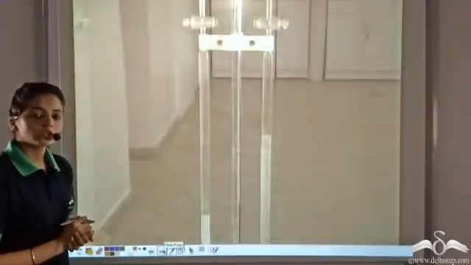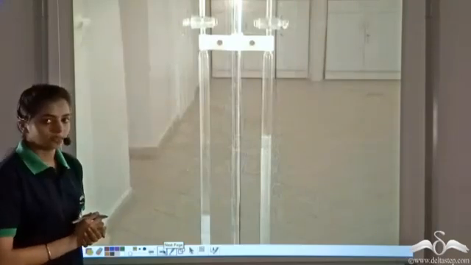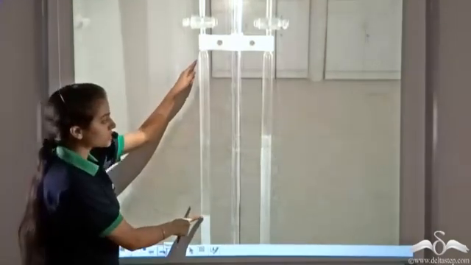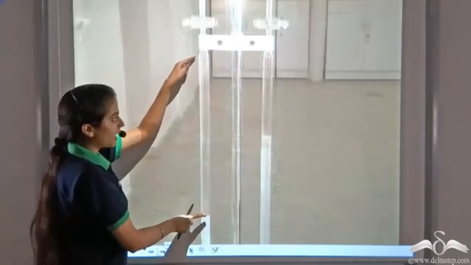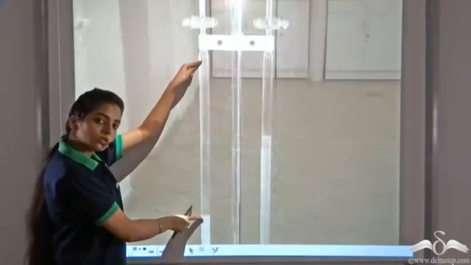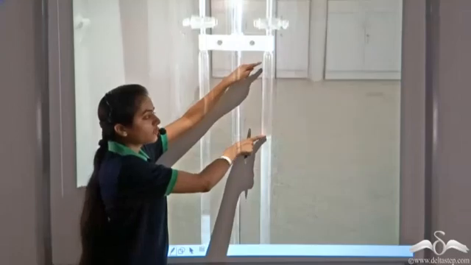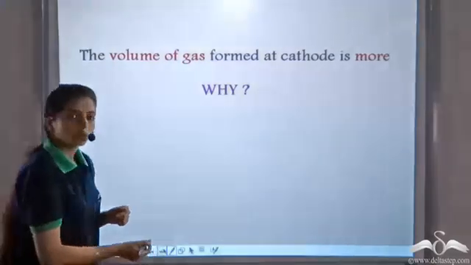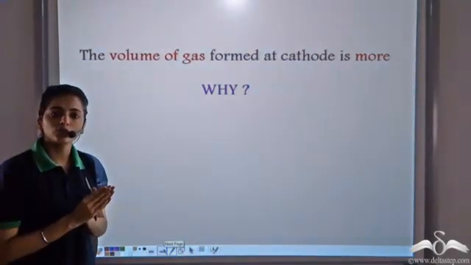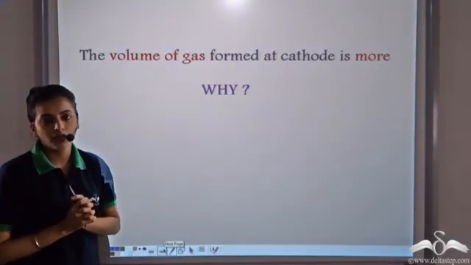Now during the electrolysis of water, observe one thing. These are the volumes of the two gases that are being formed. The volume of gas which is formed at the cathode is more than the volume of gas that is formed at the anode. Why is this so? Why is the volume of gas formed at the cathode more than the volume of gas formed at the anode?